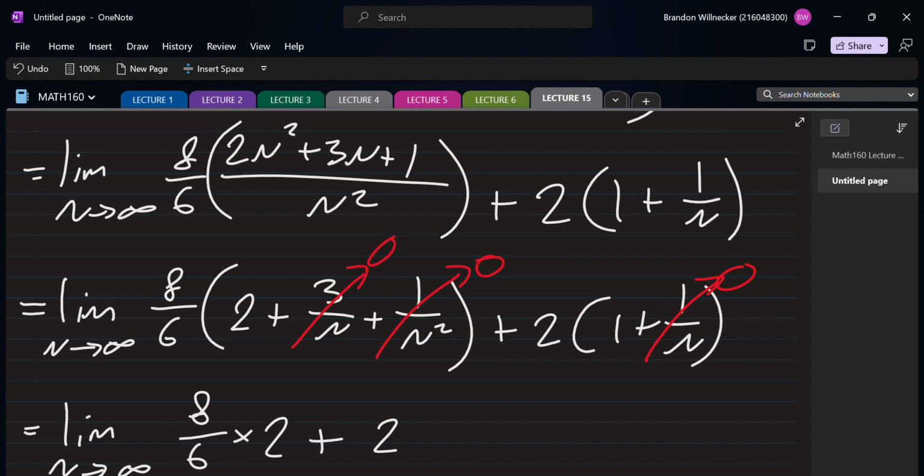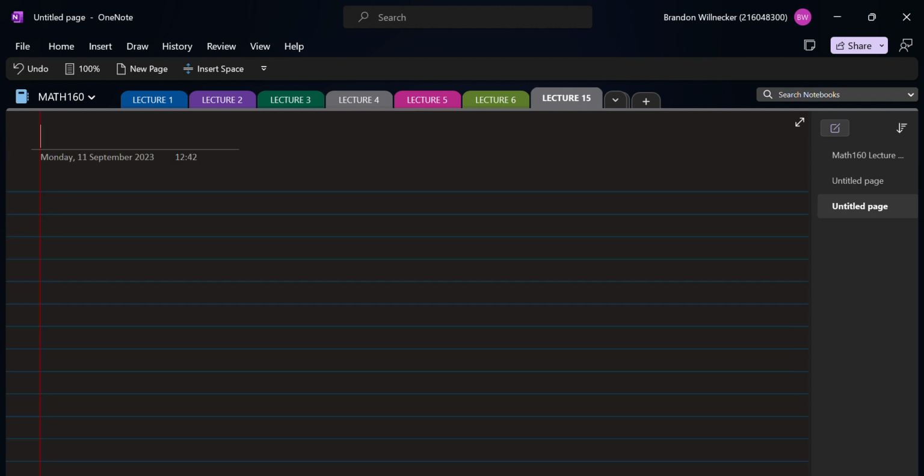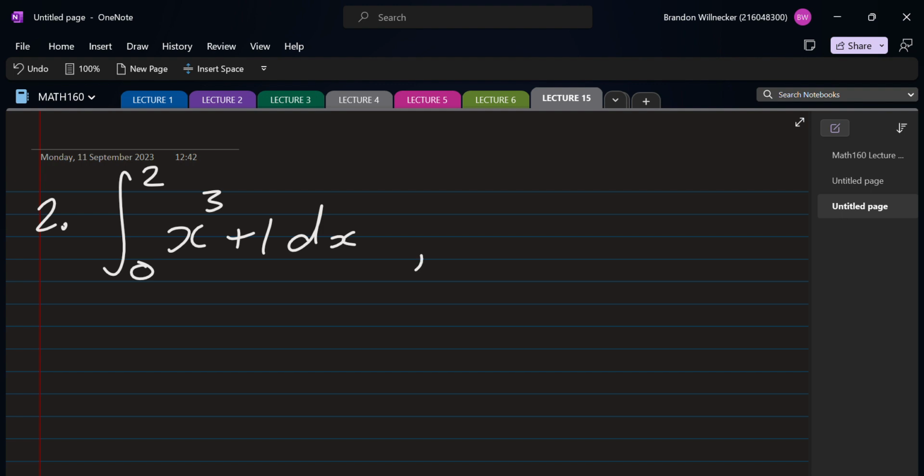Okay, let's have a look at another example. So number 2. We have the integral from 0 to 2 of x cubed plus 1 dx. Again, there's no mention of any areas. We just have this thing here called a definite integral. From this definite integral, we need to get our a value, our b value, our function, and then we can use the definition.